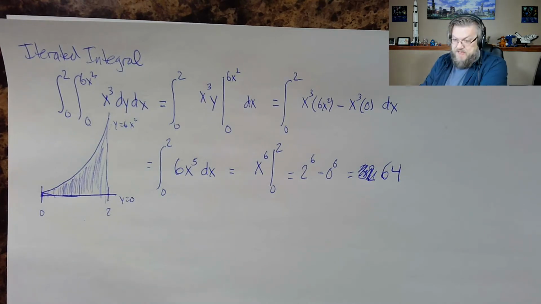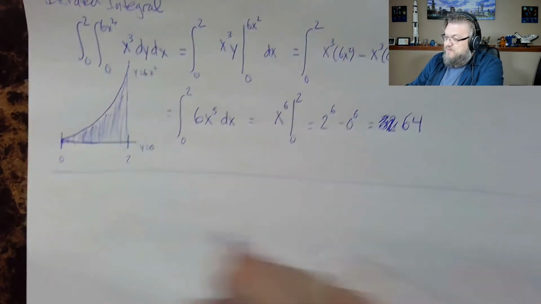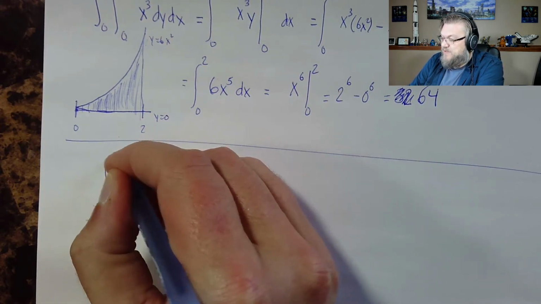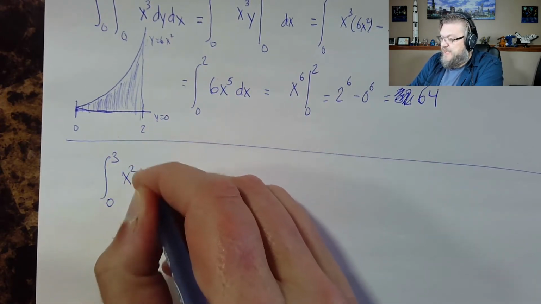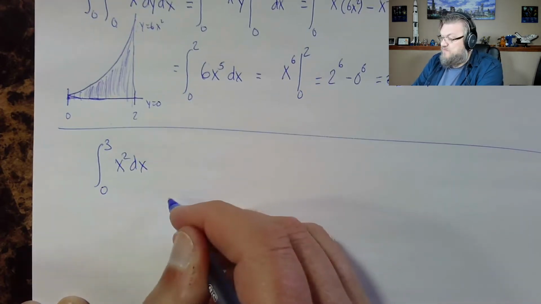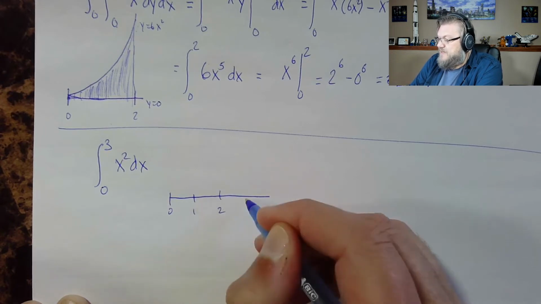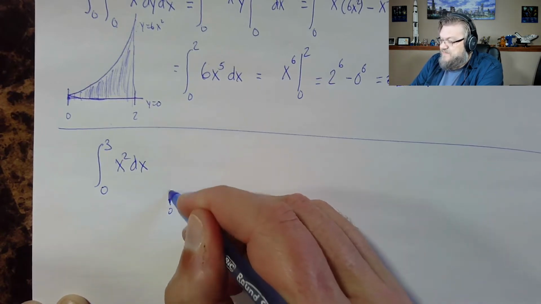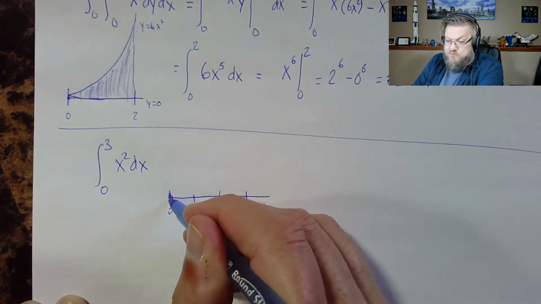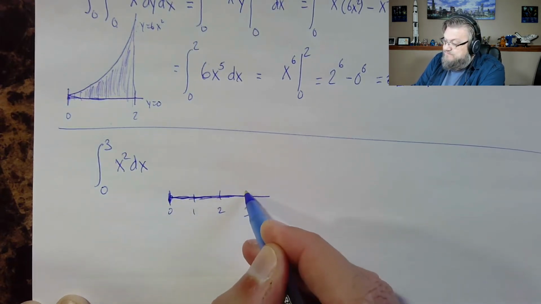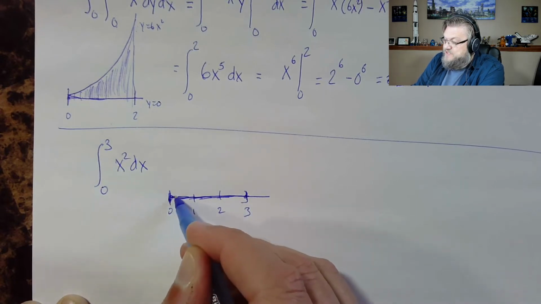You didn't have to think much about this in Calc 1, right? So for instance, if I said, okay, I want to integrate from 0 to 3 of x squared dx, right? What you didn't really have to visualize, because it wasn't really needed, is that you're starting at an x value of 0, and you're sweeping x through all values until you get to 3, right? That's what you're really doing in an integral.